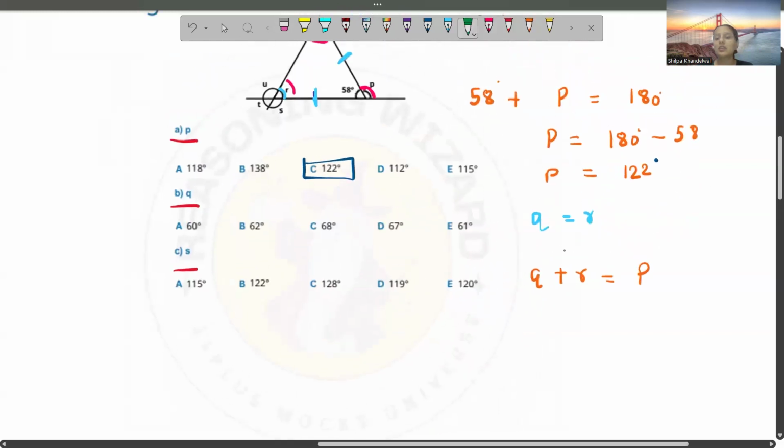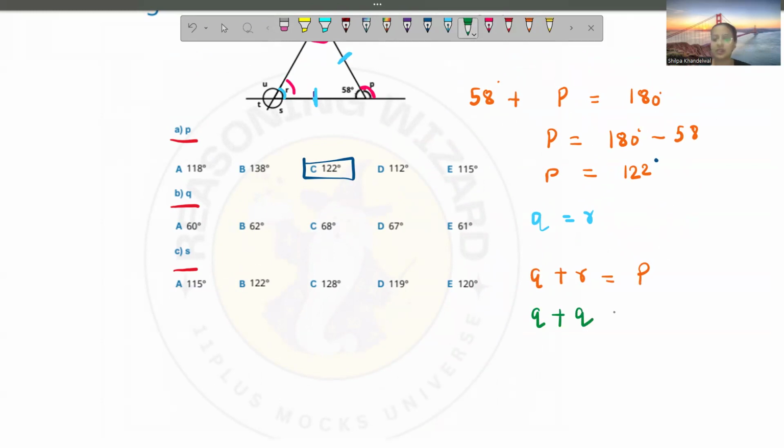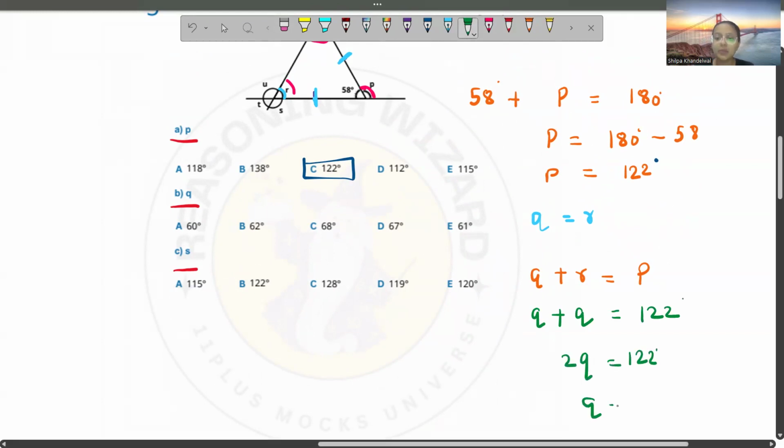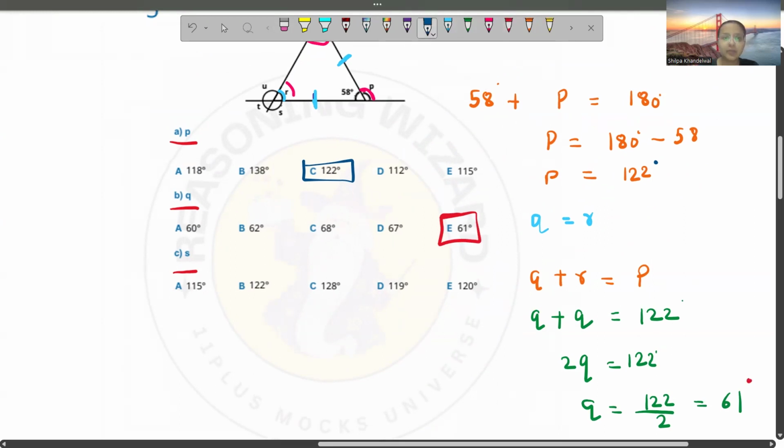Now, we know that Q and R are equal. So either you can write R also as Q, or you can write Q also as R. And the P measurement is already given to you, which is 122. Correct. Now, Q plus Q is 2Q, which is 122 degrees again. And Q will be equal to 122 divided by 2, which is nothing but 61. Correct, 61. So R is also 61 degrees. Let's talk about the last angle, which is S.